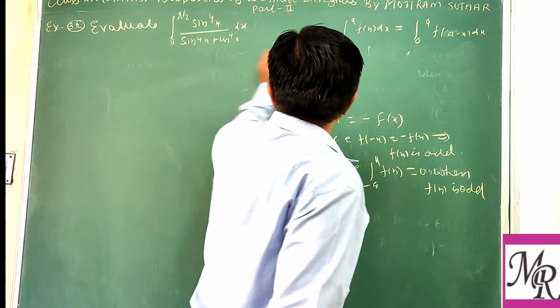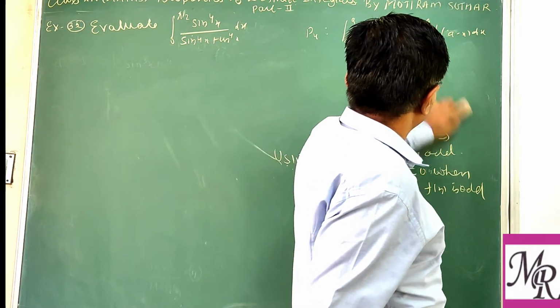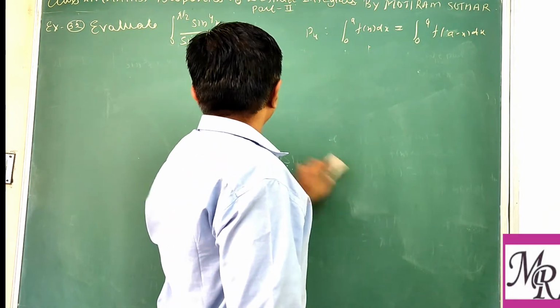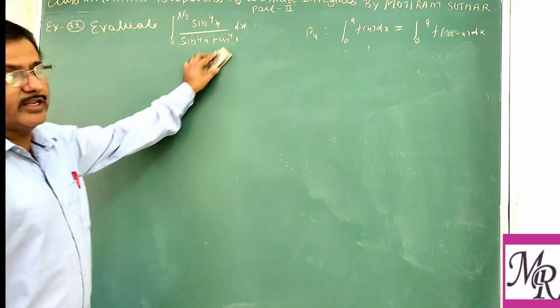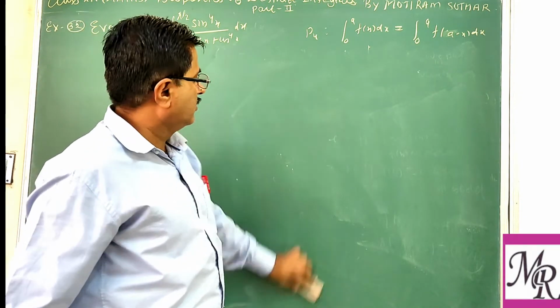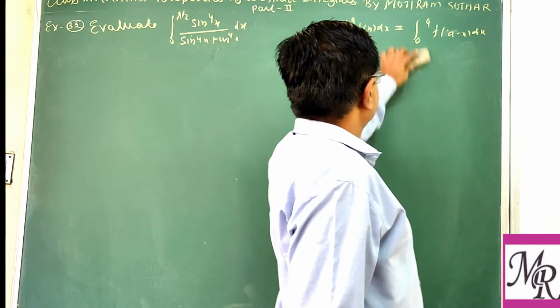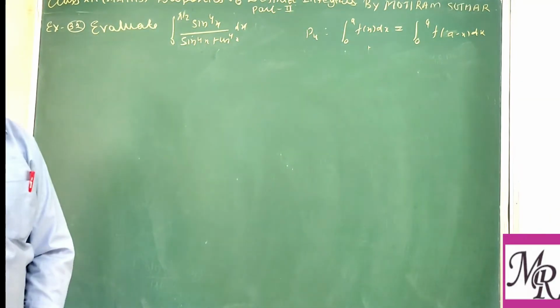So here you have to identify which property can be used. First of all, you compare the limit. In which identity are we taking the limit from 0 to a? That is P4, already written on the board. If you compare P4, then it is 0 to this.